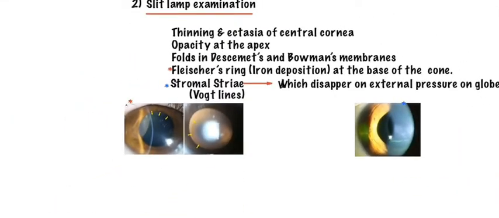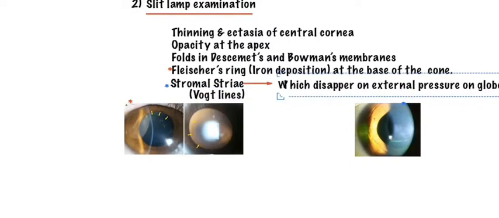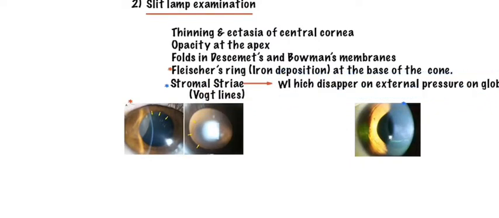Next, after Fleischer's ring, the main thing you have to remember here is the stromal striae, also known as Vogt's lines. Stromal striae disappear on external pressure on the globe. You can see Vogt's lines here in this blue area. The lines are not so visible, but after practice, after many patients coming to you, you can easily understand what Vogt's lines really are.